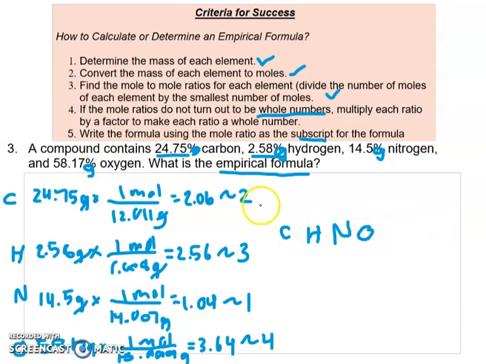So for carbon, I got 2. 2 is my moles, so 2 is my subscript. For hydrogen, I got 3. 3 is my moles, so 3 is my hydrogen subscript. For nitrogen, I got 1. Because in chemistry, when you have one atom, you don't write it. I'm just going to leave it there. And for oxygen, I got 4. So that is my empirical formula. I cannot make that any smaller, and I used my mole ratio, all of these numbers, to write it.